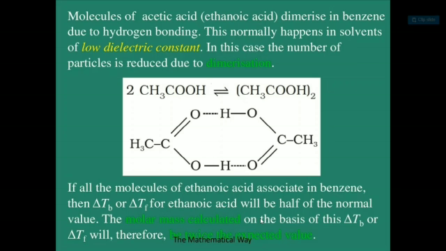This normally happens in a solvent of low dielectric constant. In this case, the number of particles is reduced to half, if association takes place for all molecules. If the molecules of ethanoic acid are associated in benzene, then the elevation of boiling point or depression of freezing point will be half of the normal value. The molar mass calculated on the basis of this del Tb or del Tf will therefore be double.